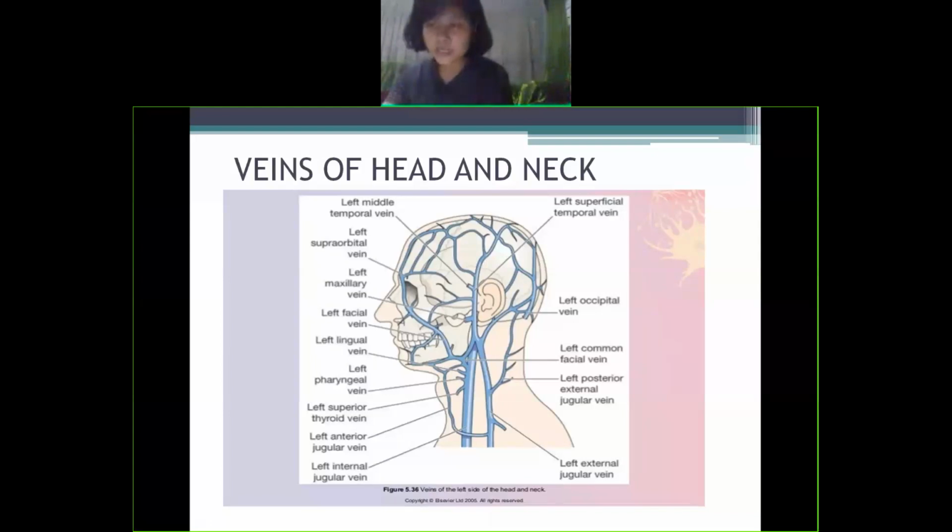With the help of the external carotid artery, not veins. The external carotid artery means you will find here. With the help of the external carotid artery, what happens? With the help of that, they will unite together. Listen, they will unite together. They will come up together and they will form here. That is the external jugular vein.